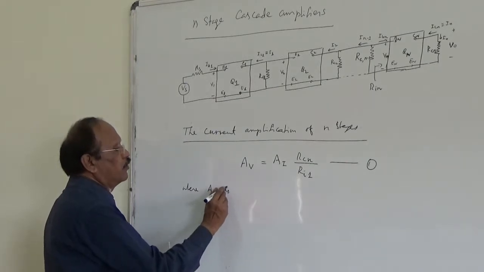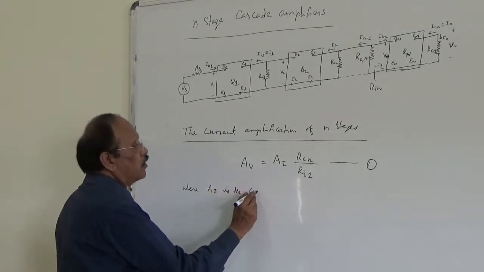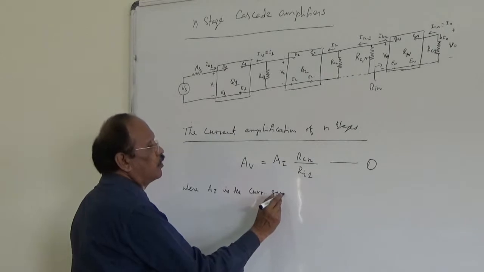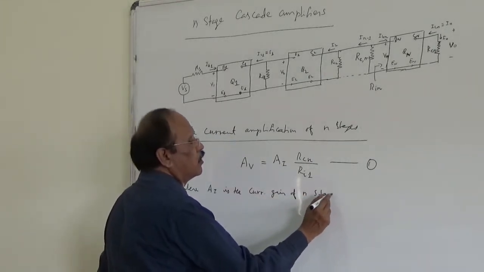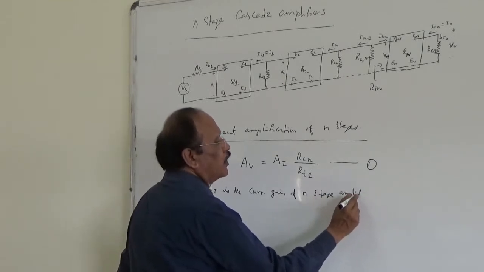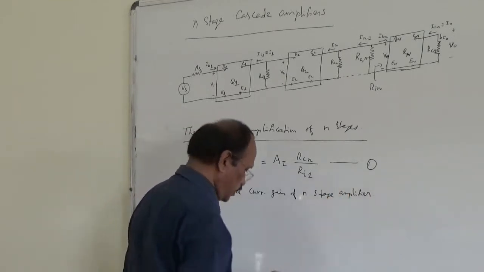where AI is the current gain of the n-stage amplifier.